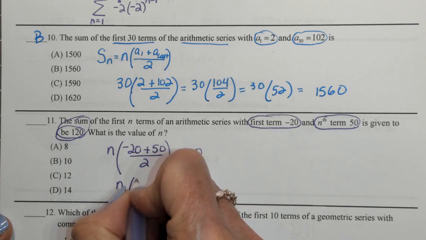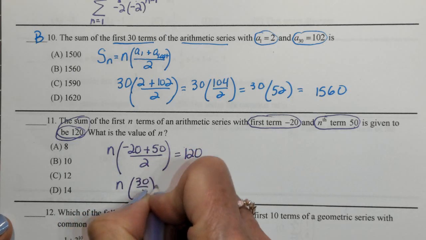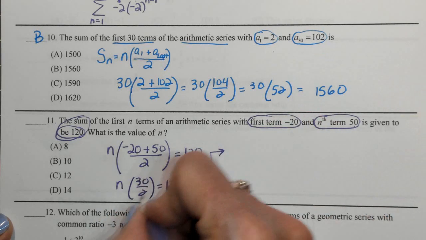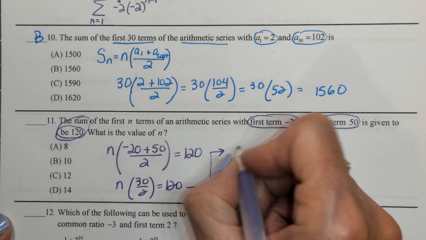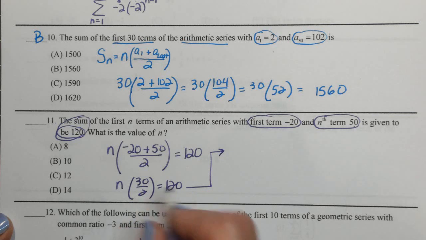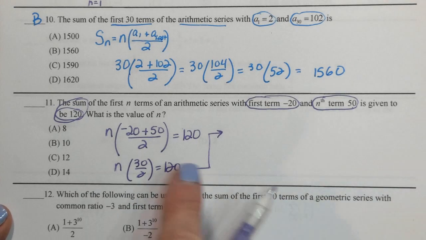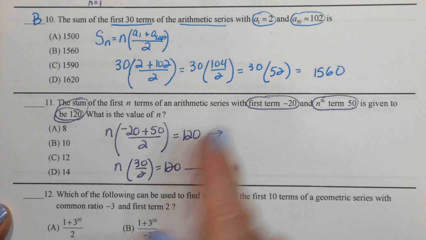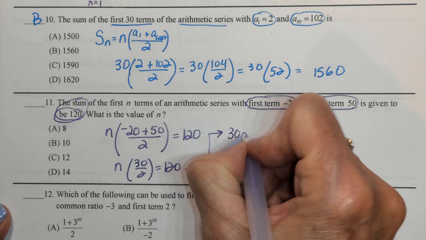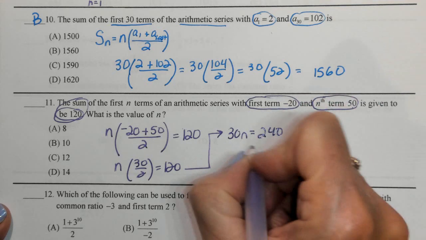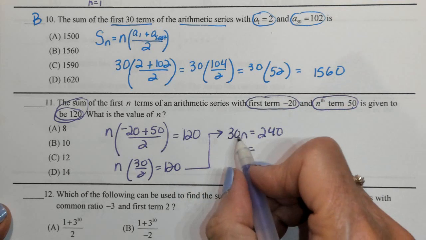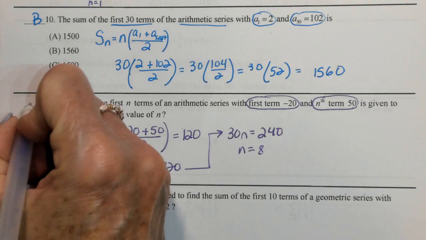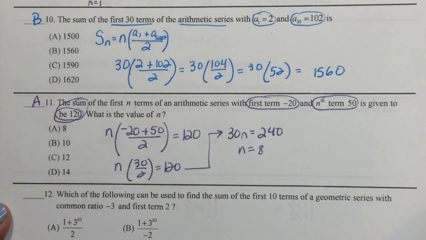So we're going to solve this equation for n. Negative 20 plus 50 is 30. 30 divided by 2 is 15. You know what, I think I would do instead of dividing that and making it 15, then I would have to divide 120 by 15. I think I'm going to multiply that 2 over and make it 30n is equal to 240. This will be much easier to divide. We're dividing by the 30 now, and we get 8. 8 terms.